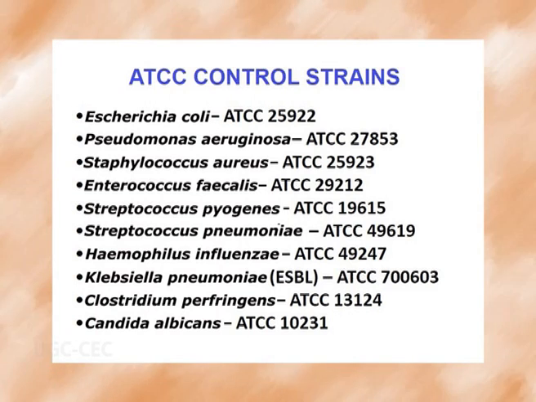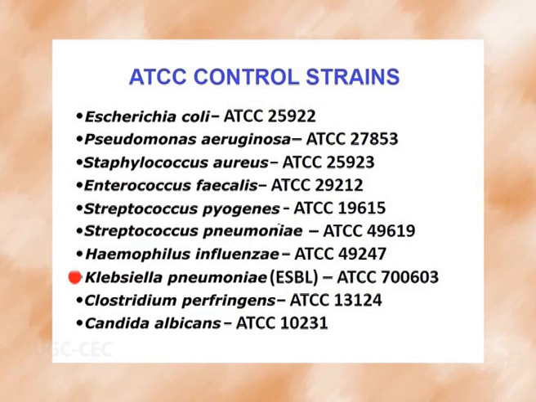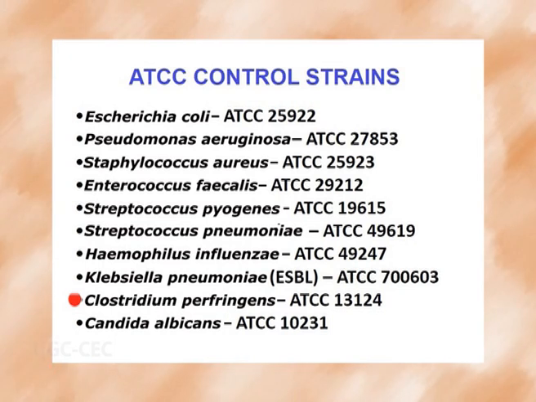So when we do the sensitivity testing, we also have to do the control strains. We need to have the positive and negative control. The control strains that should be available to each and every laboratory include the ATCC control strains of E. coli, Pseudomonas aeruginosa, Staphylococcus aureus, and Klebsiella pneumoniae, which is an ESBL producing control strain. Besides that, if the lab processes fastidious organisms like Haemophilus, they should have the control strains also. If they do anaerobic culture, they should have a Clostridium perfringens control strain. If they do fungal culture, they have to have Candida albicans and other Candida control strains.